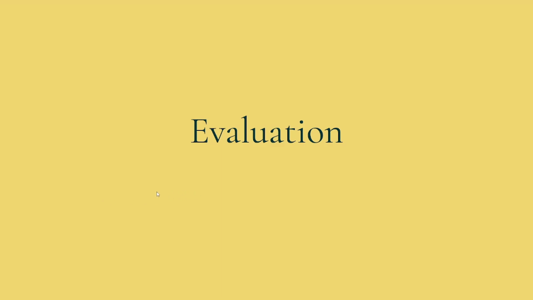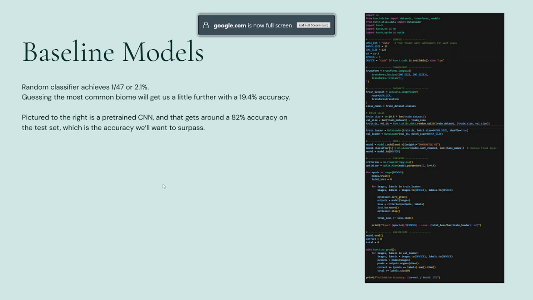Next, we proceed with the evaluation part of the project, and to be clear, our models will solely be evaluated on test accuracy, aka the percentage of images that are correctly predicted. To start off, we have some baseline models. A random classifier, aka taking in any image and guessing some random biome, will achieve about 1 in 47 or 2.1% accuracy. Guessing the most common biome, which is forest, will get us a little bit further. It should get 19% accuracy because it consists of about 19% of the world.